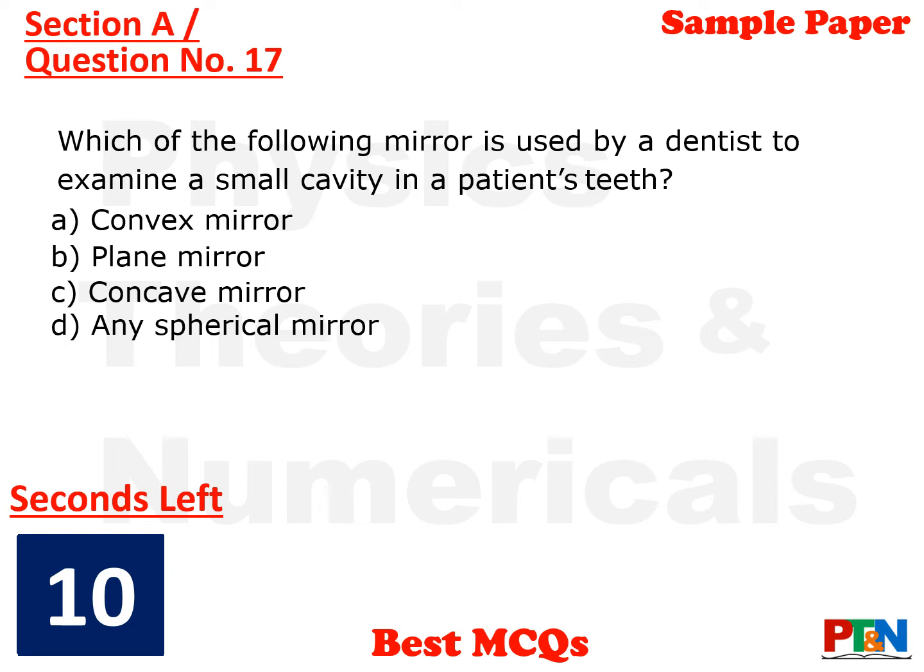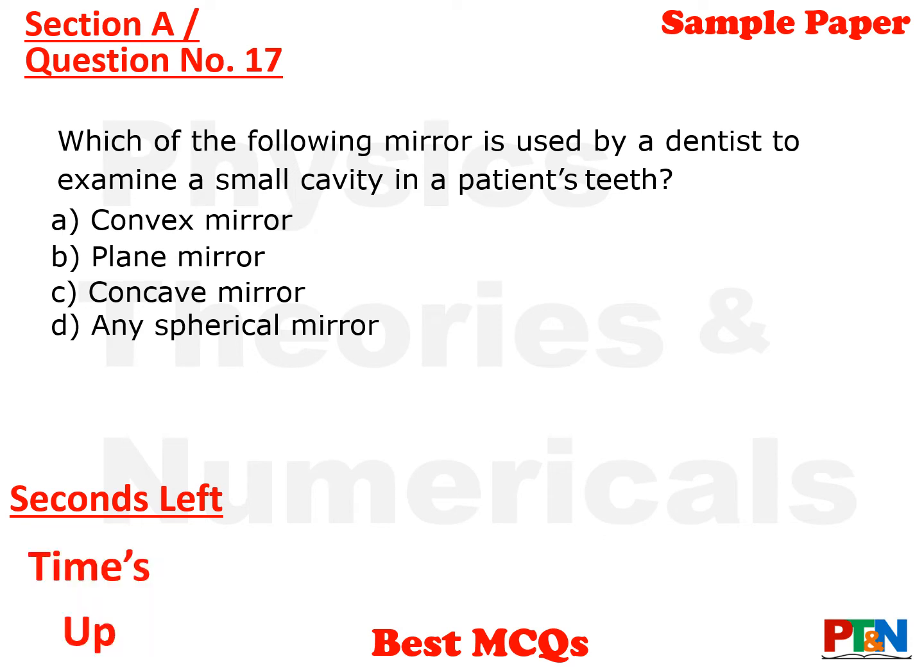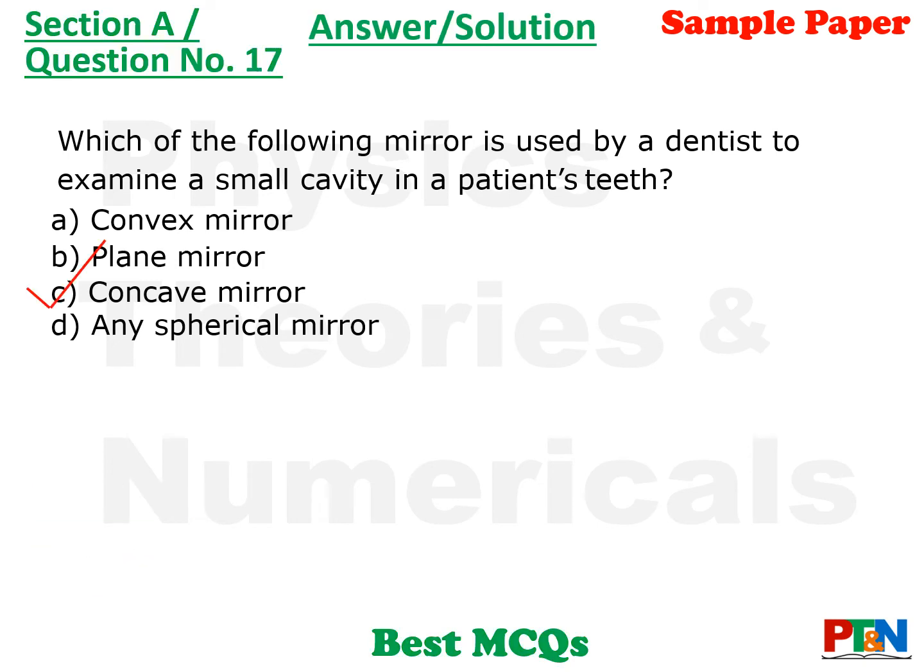Which of the following mirrors is used by a dentist to examine a small cavity in a patient's teeth? 4 options: convex mirror, plane mirror, concave mirror, any special mirror. 10 seconds time for you. Your time starts now. Time's up. Hope you got your option. Let's see the answer. The answer is concave mirror.